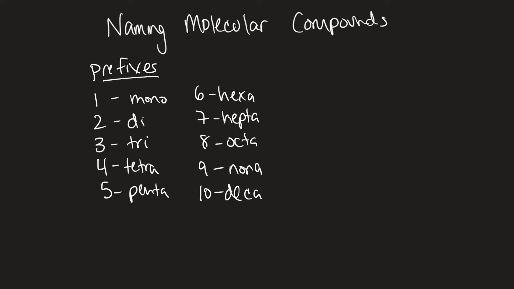And so what do I mean by that? Let's just start with one that we all know. So we have something like CO2. This is a covalent compound, right? Two nonmetals bonded together. What is the name of this? Well, we know that the name of CO2 is carbon dioxide.